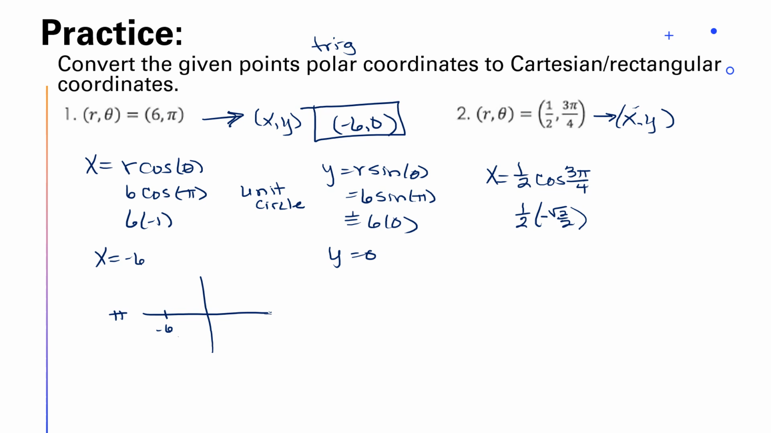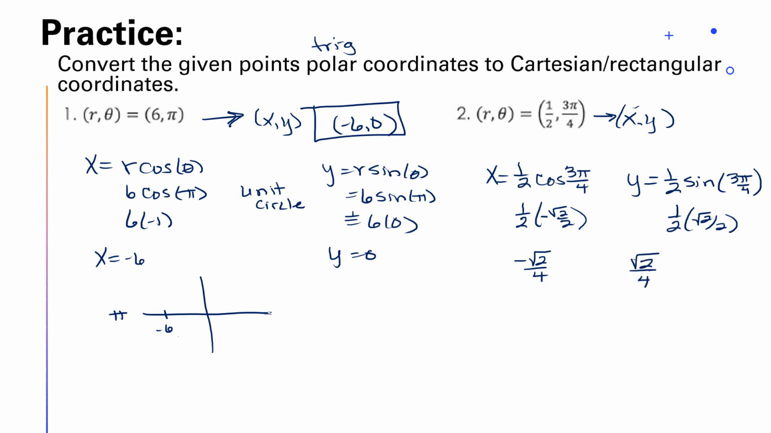Multiply those together and you'll get negative square root of 2 over 4 for the x coordinate. What are you going to get for the y coordinate? What do you know about your pi over 4s? That's right, they're always the same number. Signs aren't the same, but they're all square root of 2 over 2 every single time. So sine of 3 pi over 4 is positive square root 2 over 2. When I multiply that by 1/2, I get positive root 2 over 4.